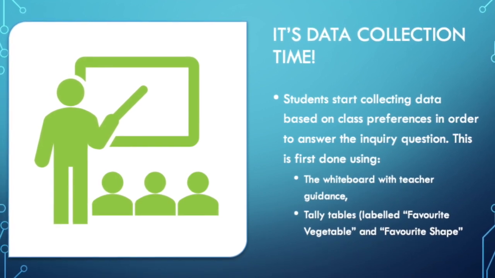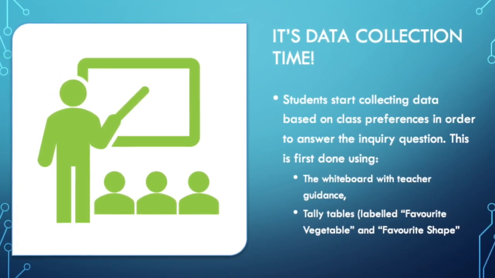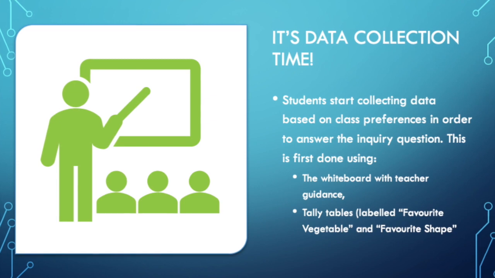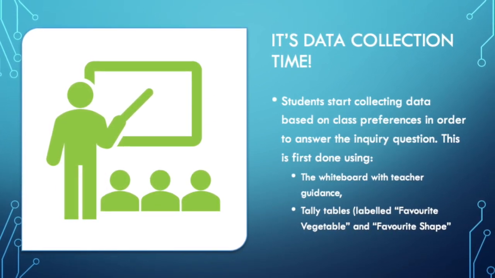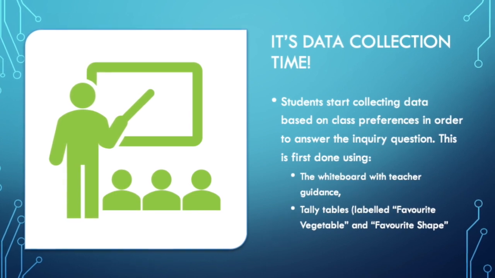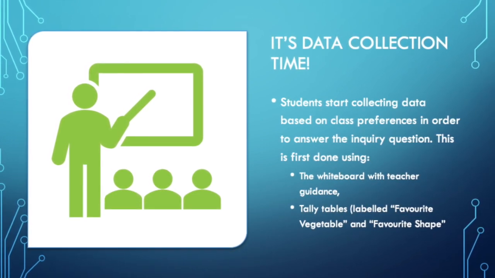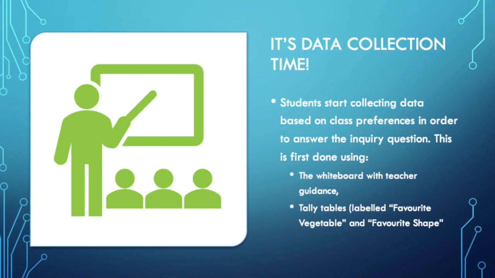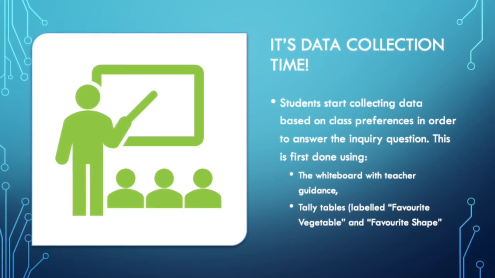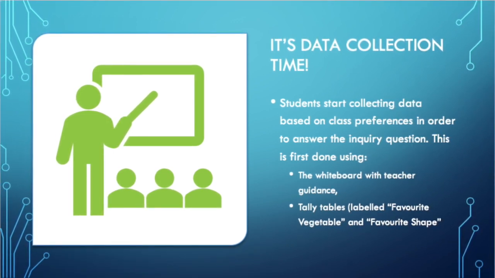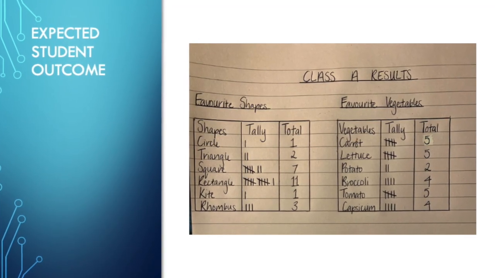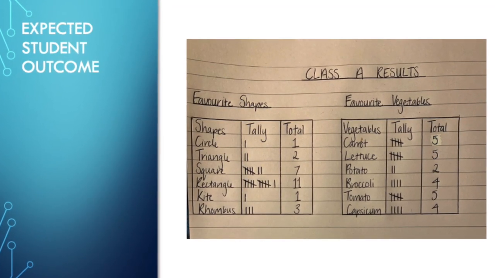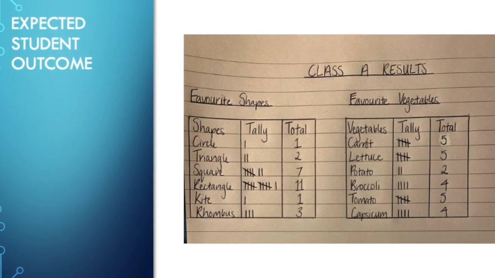As a class, students explore their own personal preferences by taking a deeper look at their favourite vegetables and what shape they believe the vegetable garden should be in. The teacher should be using the whiteboard to make note of and display these results to ensure that all students can access them. Students can then record this collected data using a tally system and organise their results into two separate tables, one labelled Favourite Vegetables and one labelled Favourite Shapes. An expected student outcome of this can be seen on the screen.